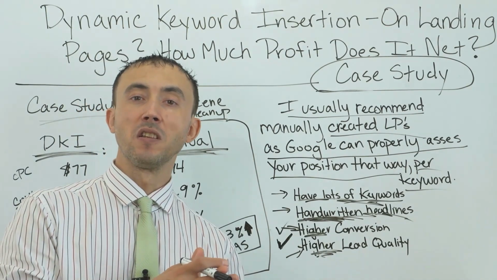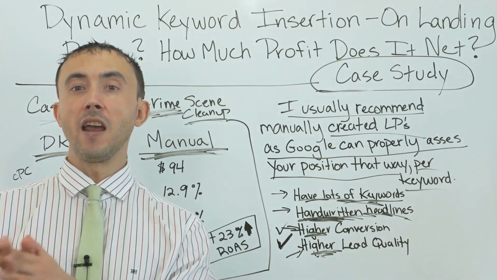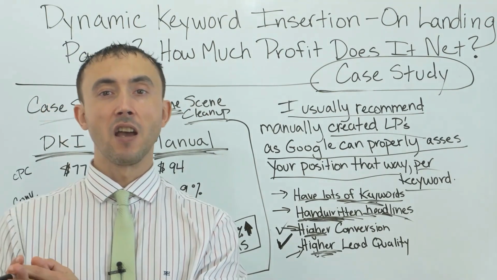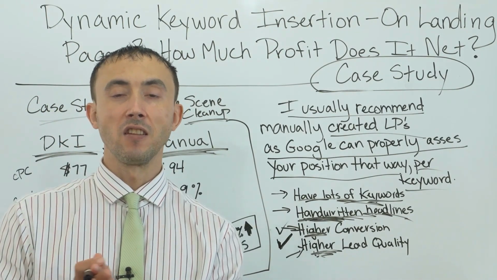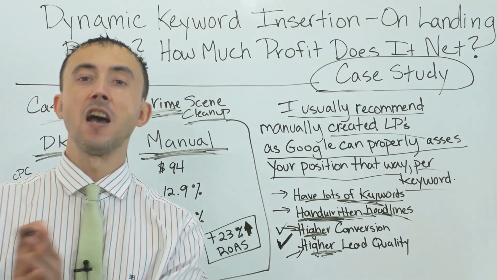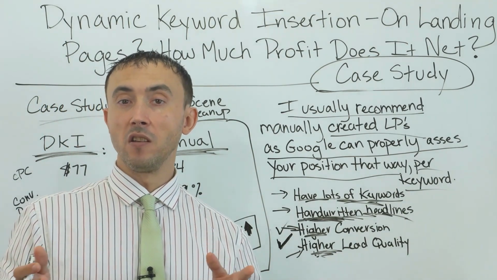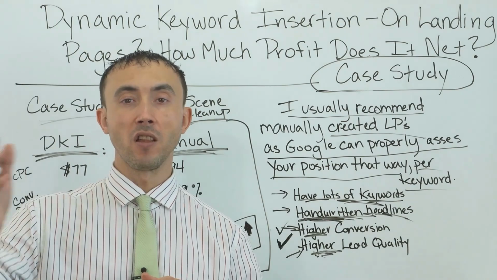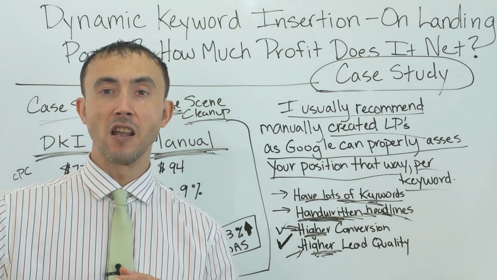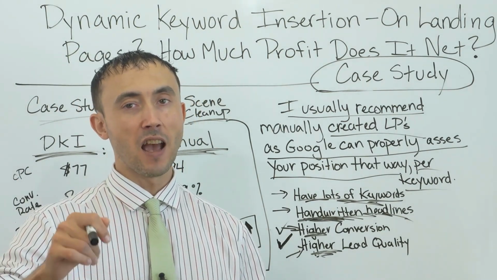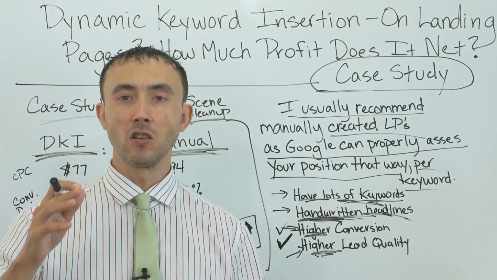Therefore, ultimately, when they get to a handwritten landing page, they're not going to get a handwritten headline for "best toilet repair Dallas" anymore. It's going to be the headline for "toilet repair," right? So therefore, wouldn't dynamic keyword insertion on the landing page work better than a manually written headline? The reality is, yes, that is actually a valid concern.